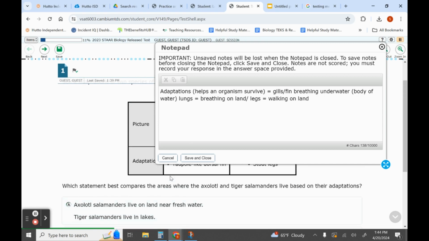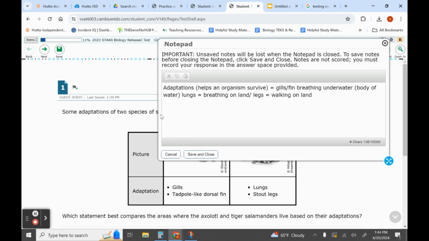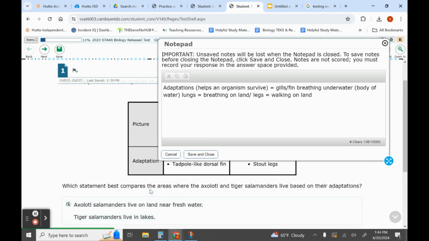And then my favorite strategy, eliminate answer choices that are wrong. So this first answer choice said the axolotl live on land near fresh water. Well, I've already said that adaptations that would help an organism live on land would be walking. The axolotl don't have any legs, so they wouldn't really be able to survive on land. So I know that can't be a correct answer. And remember, both statements about both salamanders have to be true, right? It can't be, well, this one's true, but that one's false. Both statements have to be true.